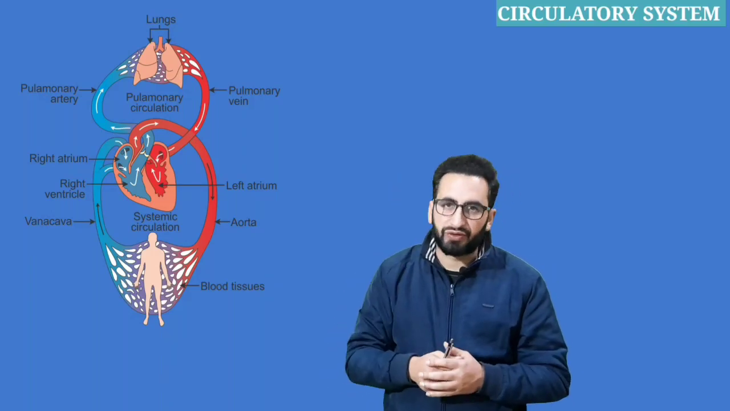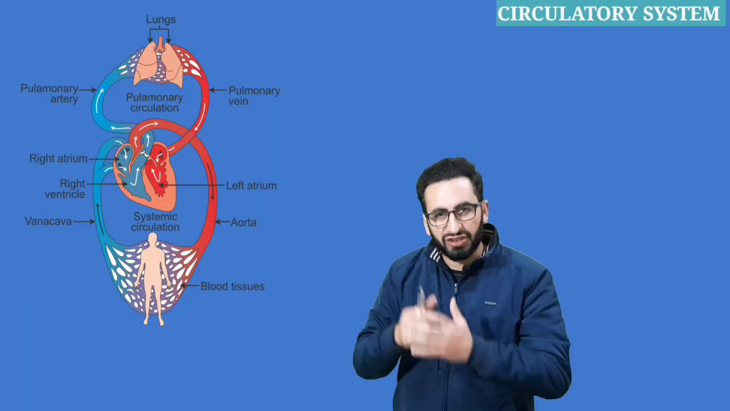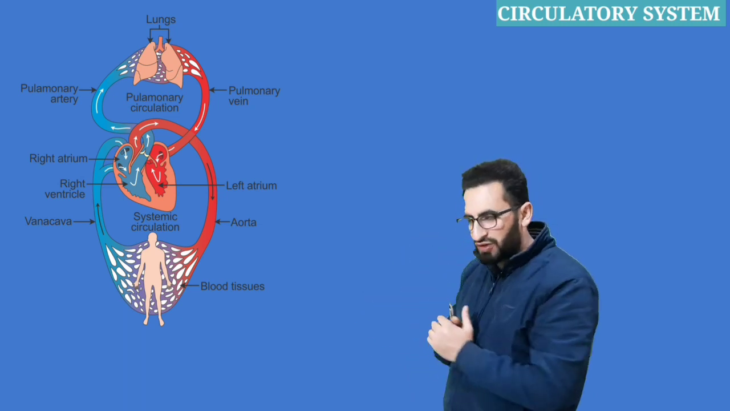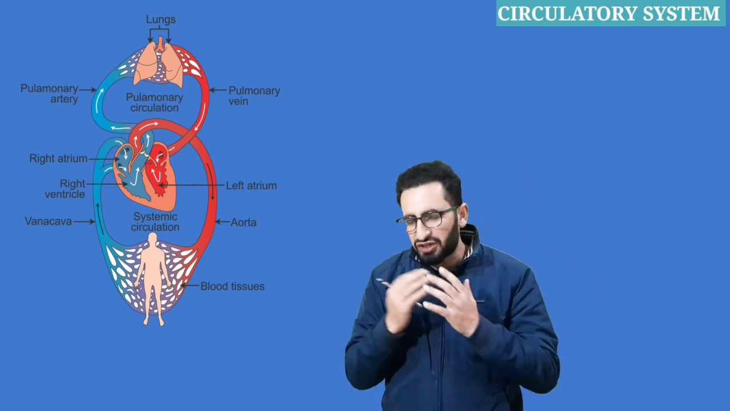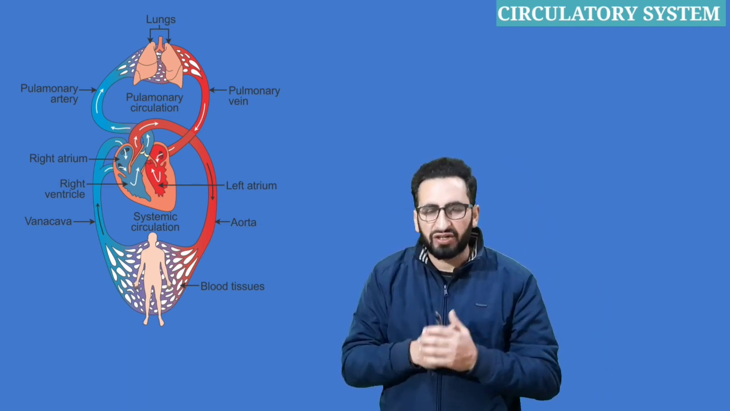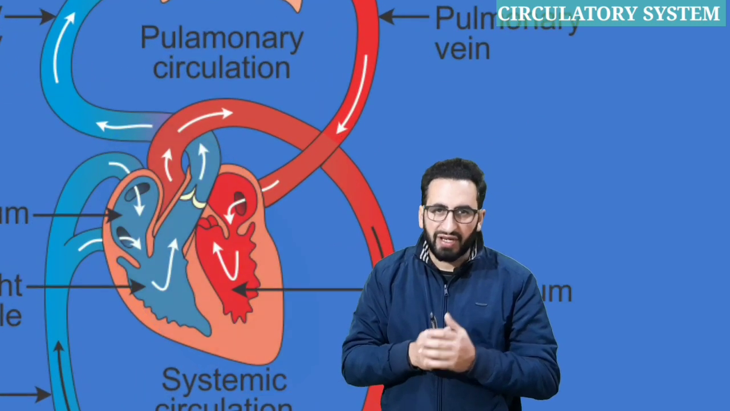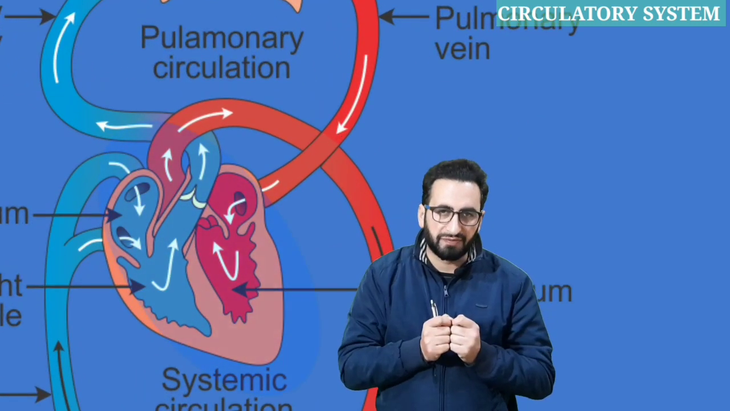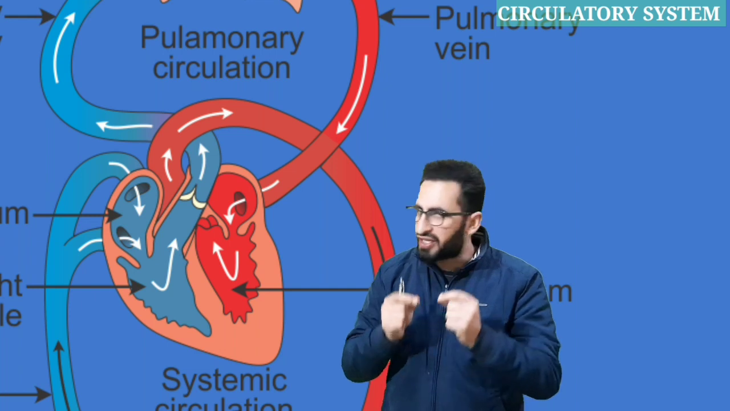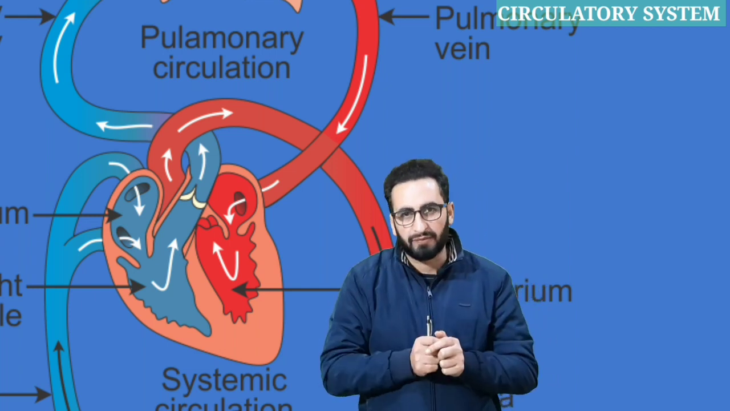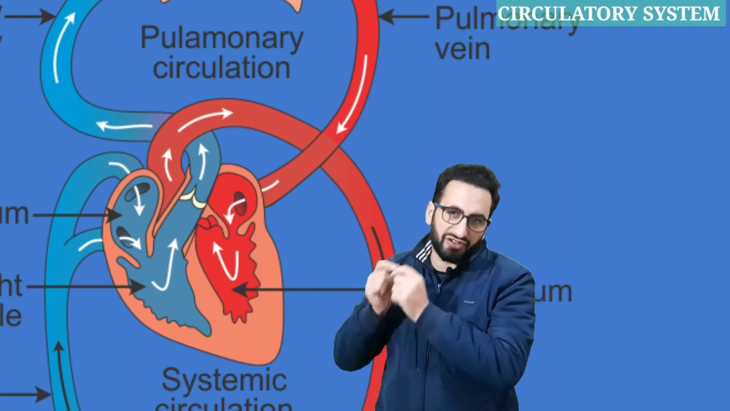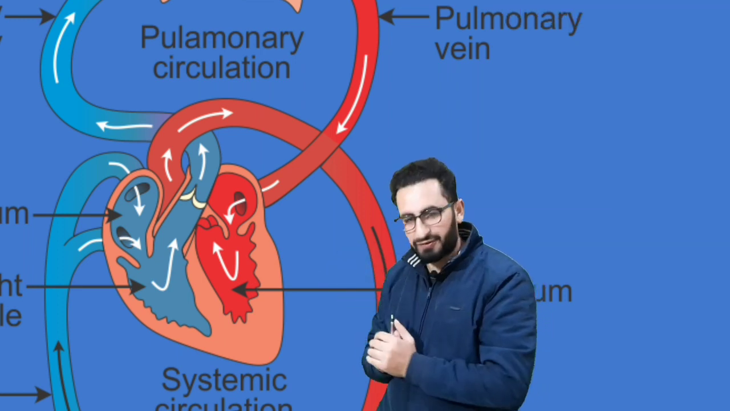Hello and welcome. Today we are going to talk about the circulatory system or the cardiovascular system. The circulatory system is a network composed of the heart, a centralized pumping organ, the blood vessels that distribute blood throughout the body, and the blood itself for the transportation of different substances.